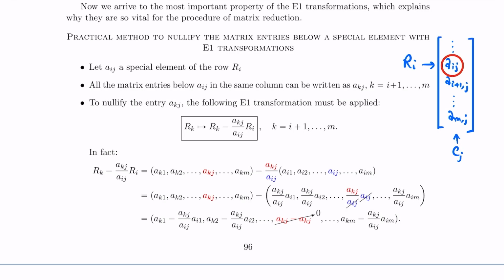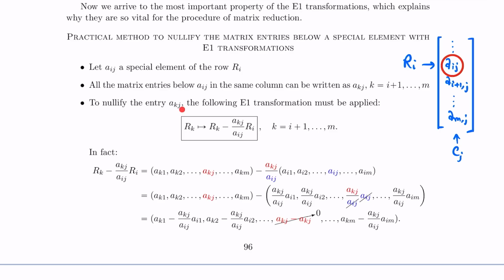The first novelty of this lesson is how we can use E1 transformations in order to create special elements in a matrix. Suppose that we fix our attention on the row Ri and we want to create a special element in the position ij. As you can see depicted here, all the matrix elements below aij in the same column can be written as akj with k that goes from i+1 until m.